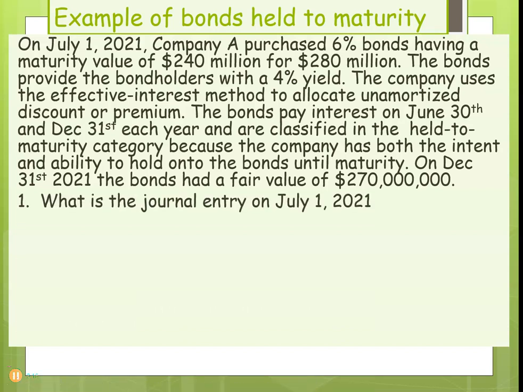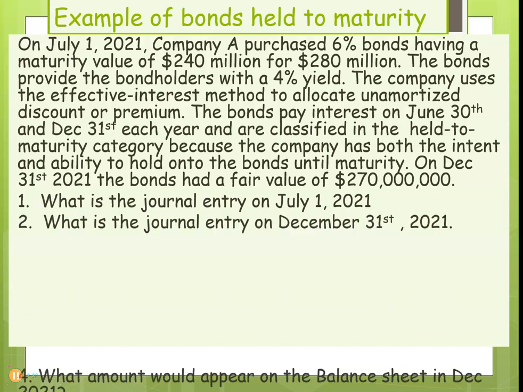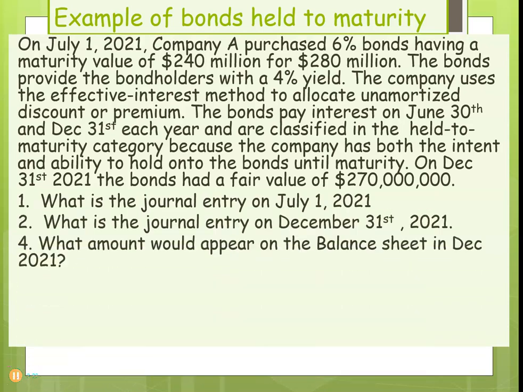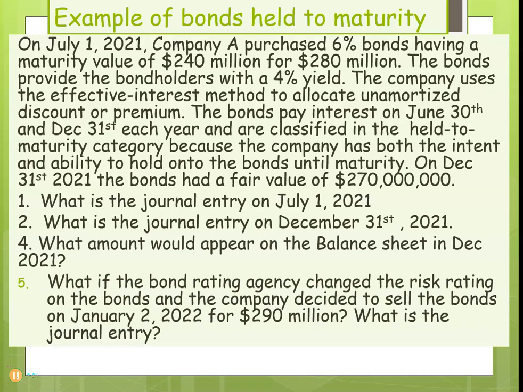Now, what's our journal entry when we buy them? And that was July 1st. What is it at the end of the year? How would it appear on the balance sheet? And what if the bond rating agency changed the risk rating on the bonds and the company decided to sell instead?